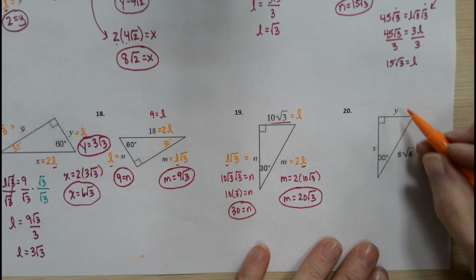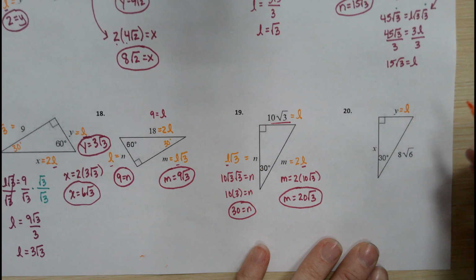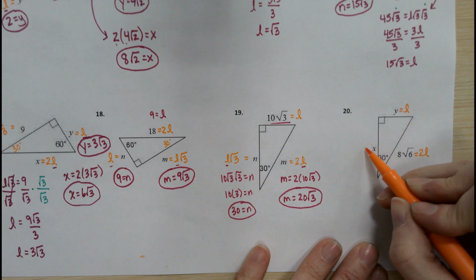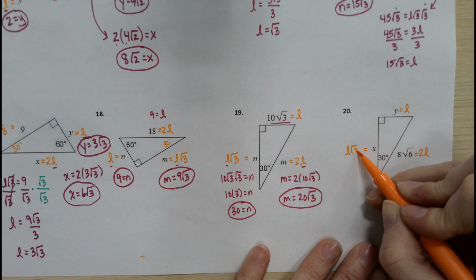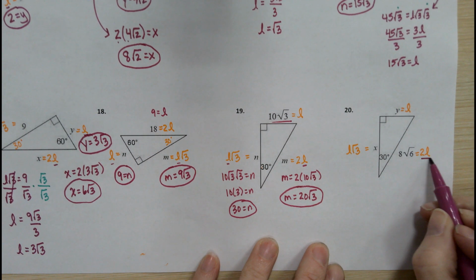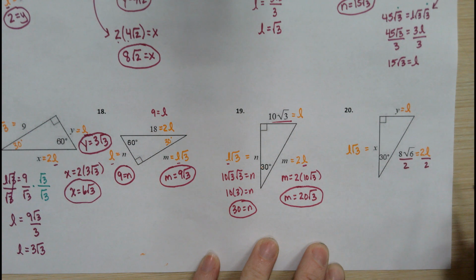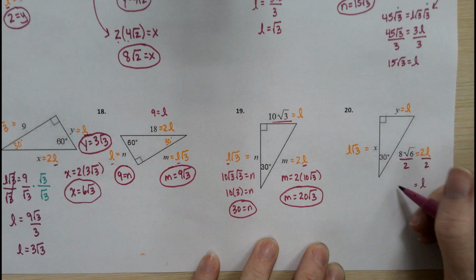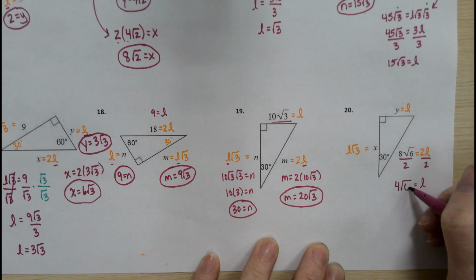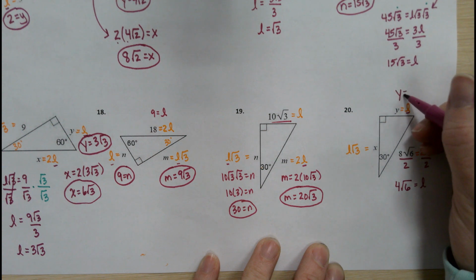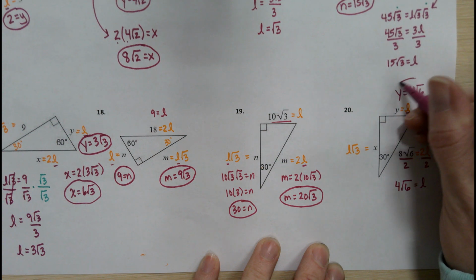Last one, shortest side is across from 30, that's equal to L. Across from the 90 is the hypotenuse, that's equal to 2L. And then our third and final side equals L root 3. We've got the ability to find our L this time by dividing both sides by 2. That means that L is going to be 8 divided by 2, which is 4 root 6. Taking that and plugging it in up top means that Y is equal to 4 root 6.